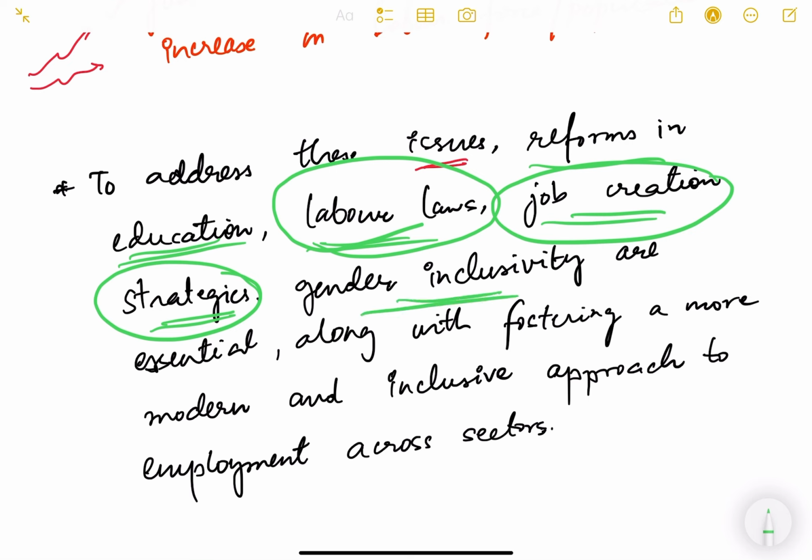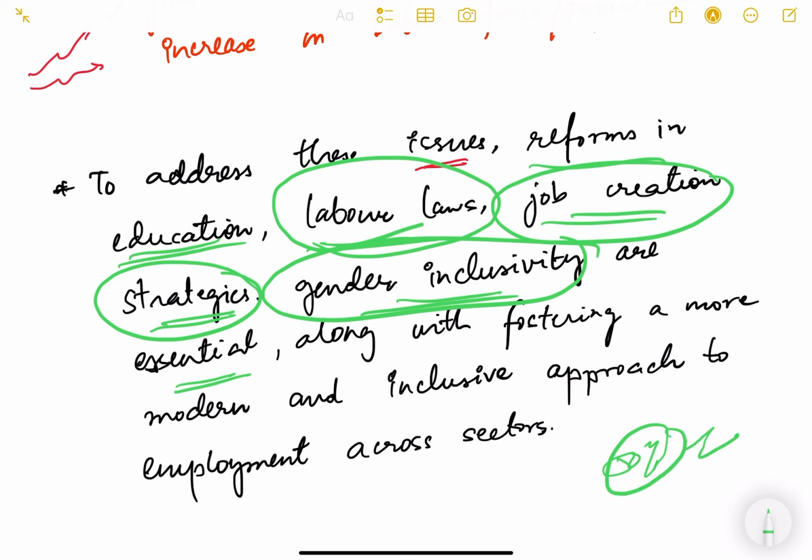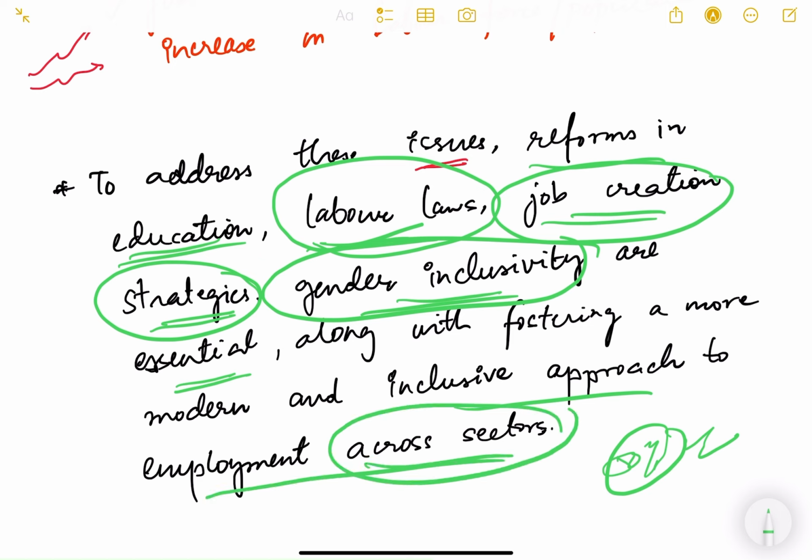Gender inclusivity is essential because 50% of our labor force is female, and we need to ensure that they participate in the economy. They just don't remain at home and not participate in economic activity, along with fostering a more modern and inclusive approach to employment across sectors. So this needs to be taken care of. So I hope you have understood various issues with job creation, with the employment scenario in our country. These are some of the strategies that can be adopted.